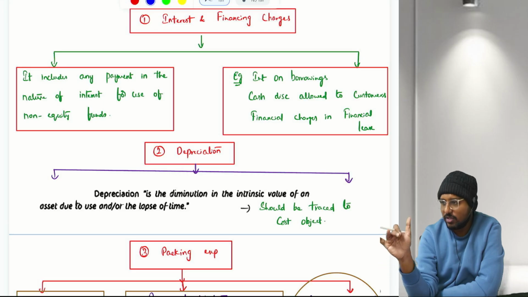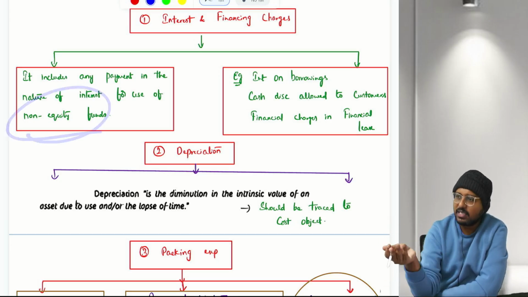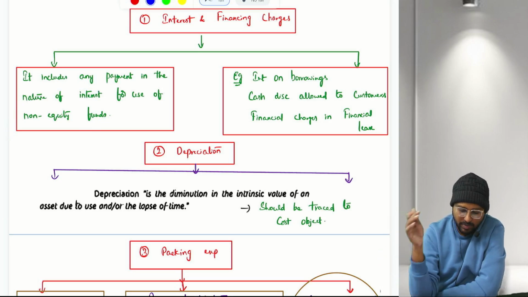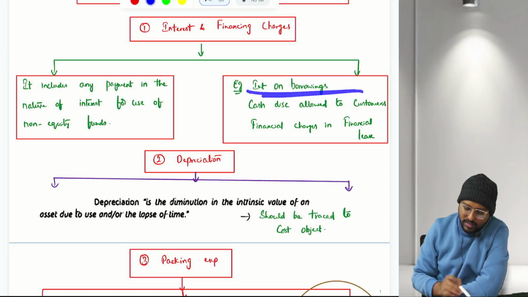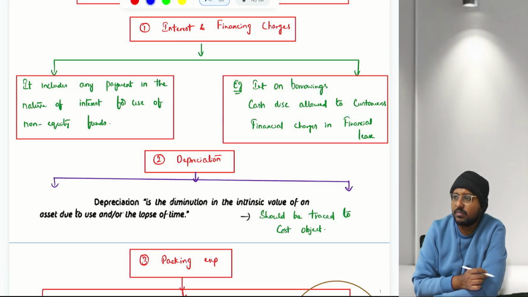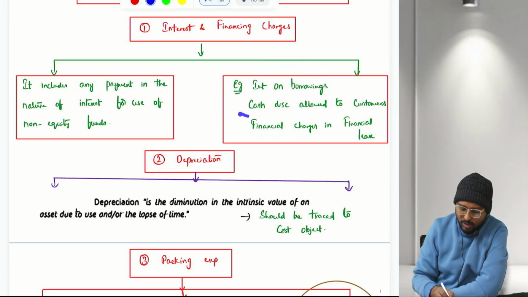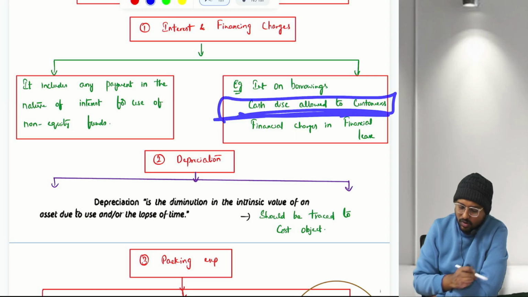You will pay interest on what? Loan, right? Your debt. The word is debt, on debt funds, right? That's all. Non-equity funds means basically debt funds. On debt funds, you'll pay interest. So interest on borrowings, even sometimes cash discount allowed to customers. Now this is tricky. Cash discount allowed to customers. Why is it coming under interest? Interest on borrowings, very easy, simple, straightforward, you can understand. What about this one? Cash discount allowed to customers.